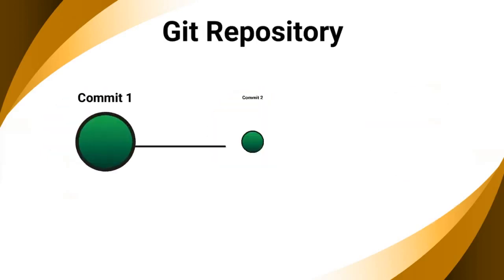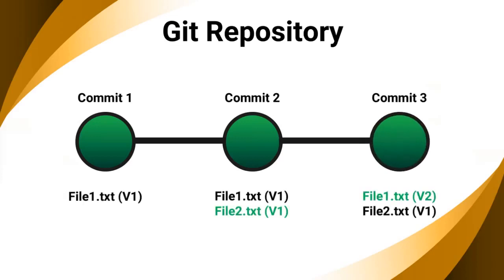A Git repository contains a series of snapshots of the project over time, which are known as commits. Each commit contains all of the directories and files of the projects at the time the snapshot was taken. You can go back and view the project at earlier points by viewing the older commits. In this example, the repository holds three commits.